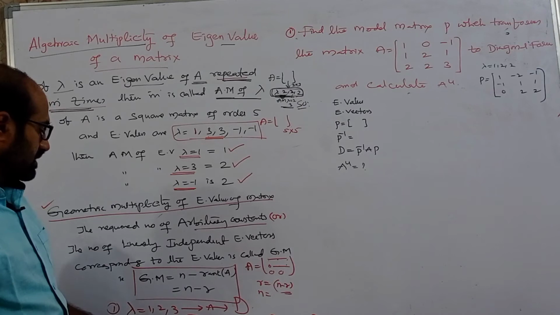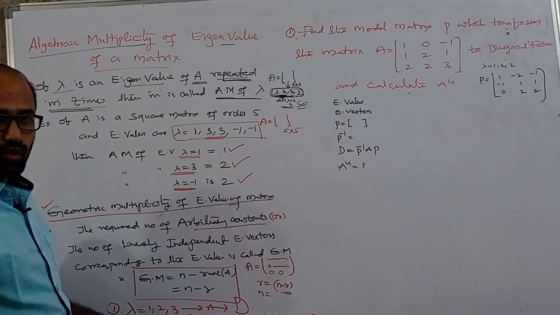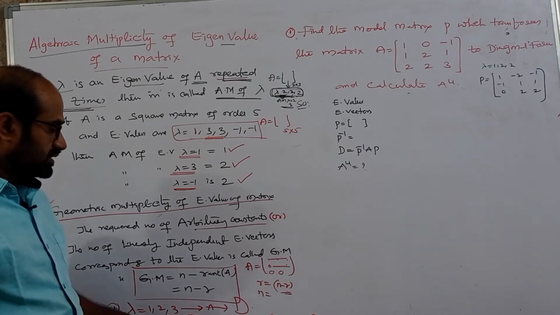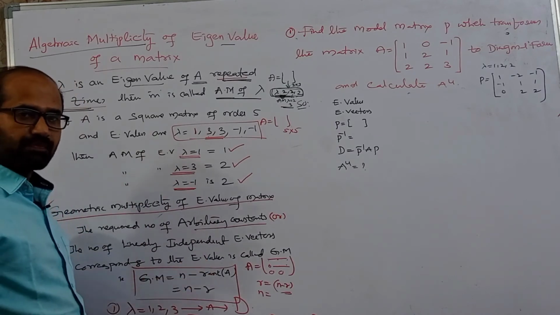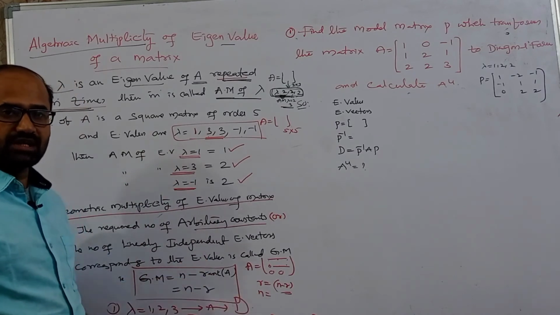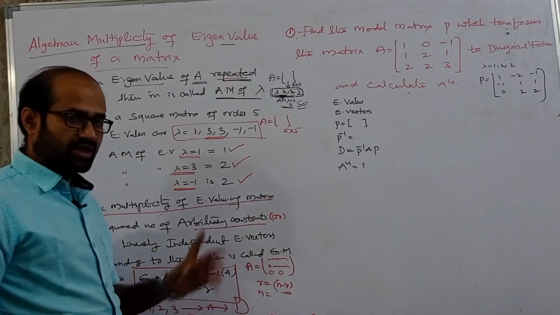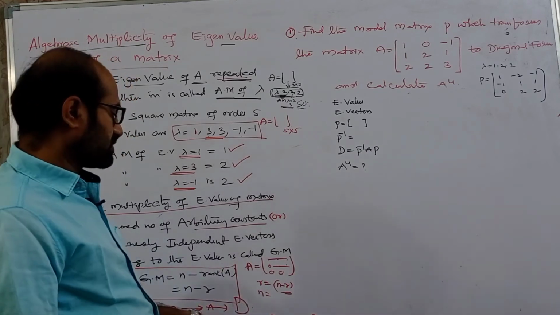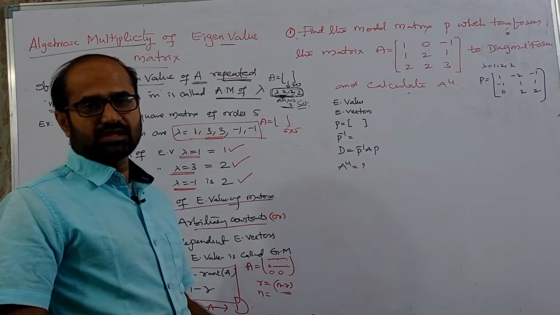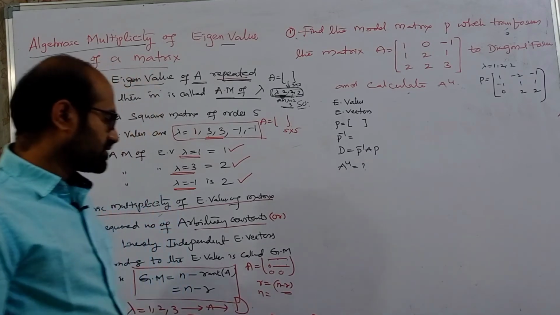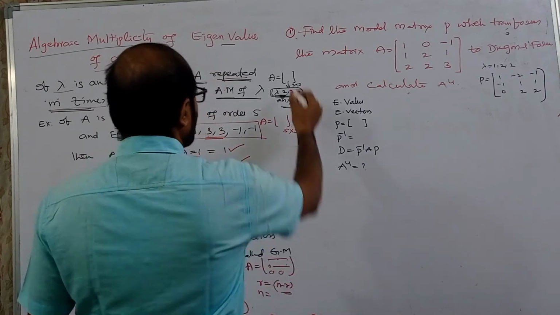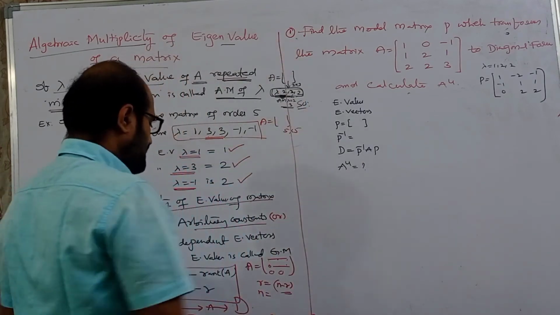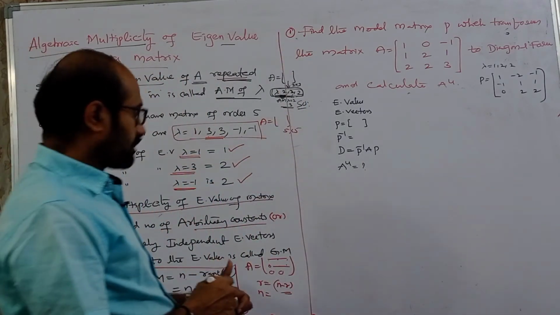If eigenvalues are not distinct, like 1, 2, 2, where 2 is repeated 2 times, then you check whether AM equals GM of that eigenvalue. If AM equals GM, it is diagonalizable. If AM is not equal to GM, then simply write down that it is not diagonalizable. If AM equals GM, then let us find the diagonalization. Now let us see one problem.